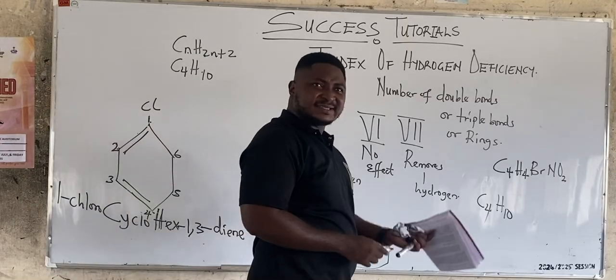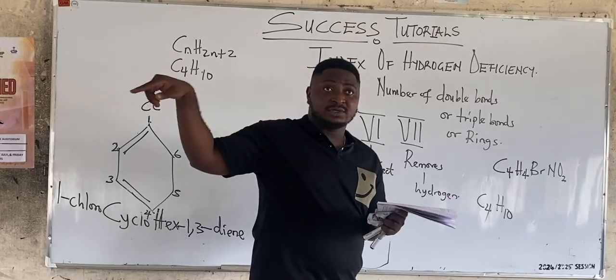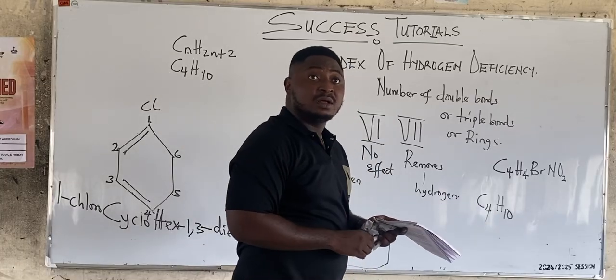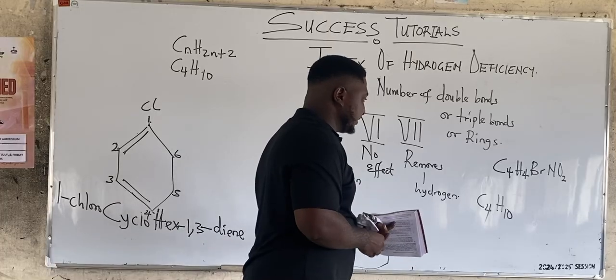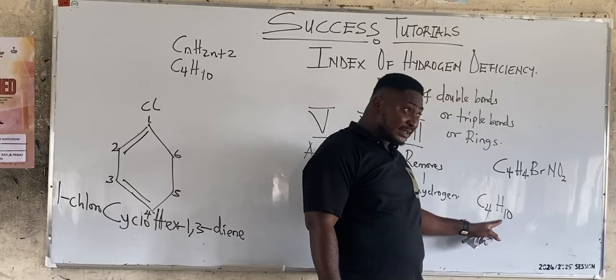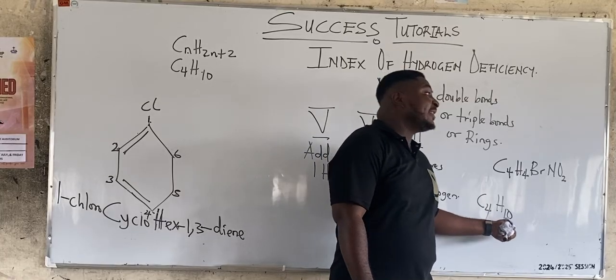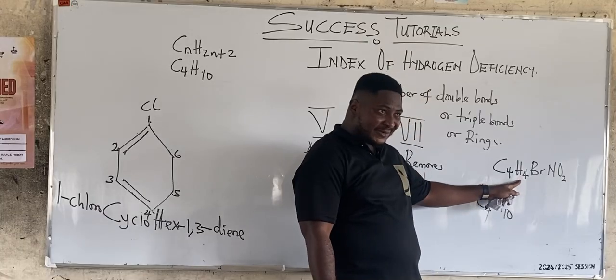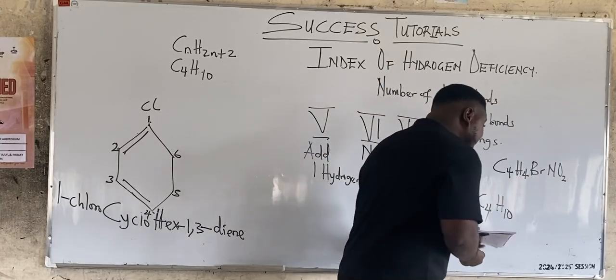So class, if this compound was saturated, it will have 10 hydrogen, because it's a saturated compound that also has 4 carbons. It's having 10 hydrogen. But how many hydrogen does it have? 4. So that's why they ask us to calculate the index of hydrogen deficiency. For example, this C4H10, its IHD is 0.